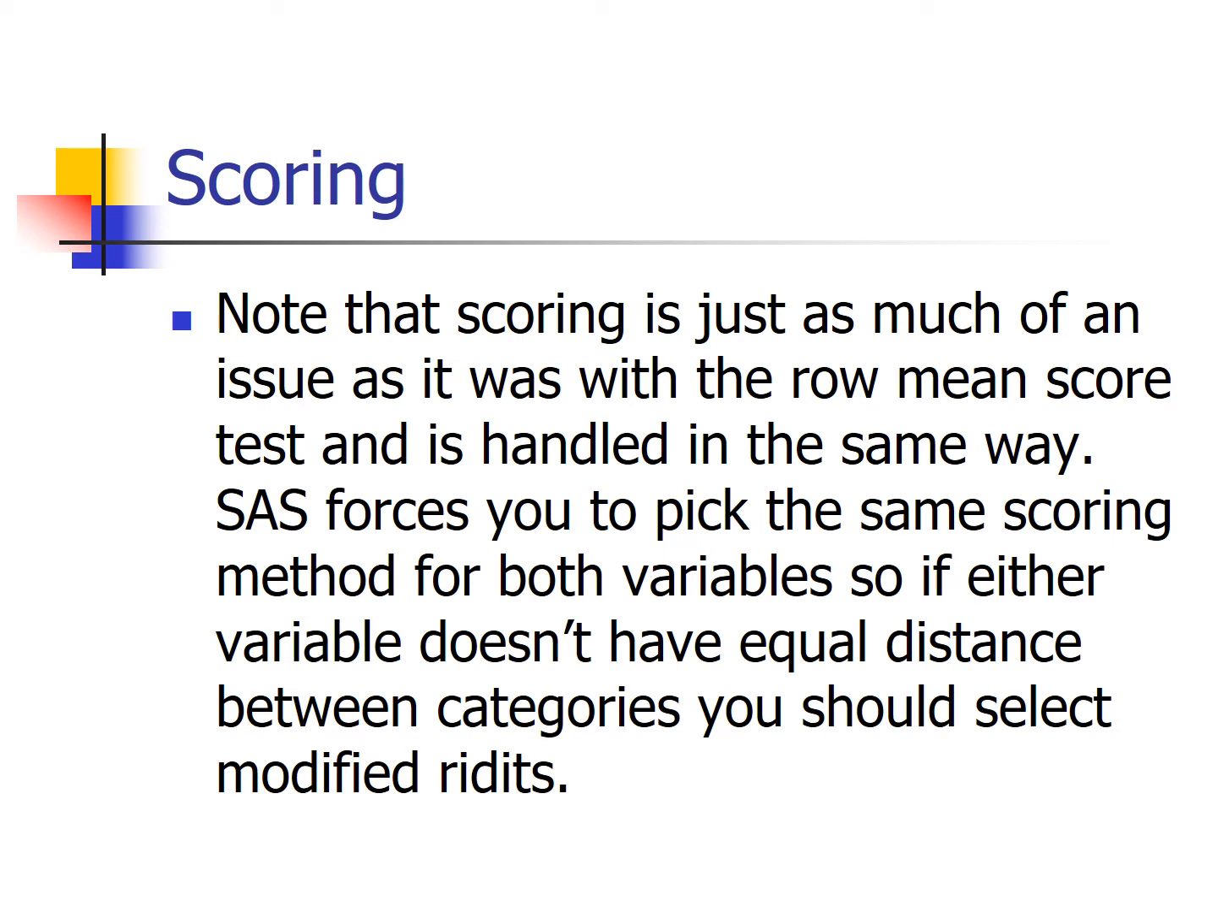Now, SAS is doing these numerical calculations. It can only do numerical calculations on something that's actually categorical if it assigns some sort of weights or scores. So scoring is also an issue. SAS forces us to use the same scoring for both variables. That is, you can't do integer for the columns and mod ridits for the rows. You've got to pick one or the other. And if you have mixed ones, if you think one should be integer and one should be mod ridits, well, just like before, when in doubt, mod ridit it out. We would fall back on mod ridits.